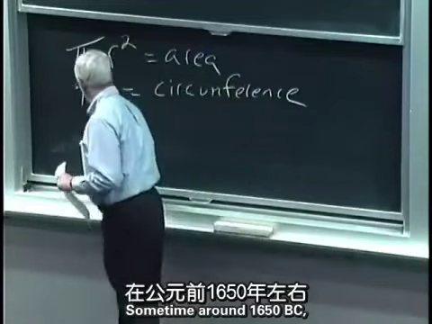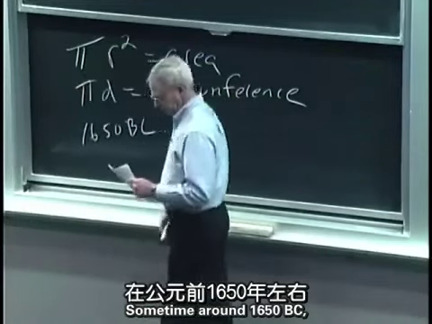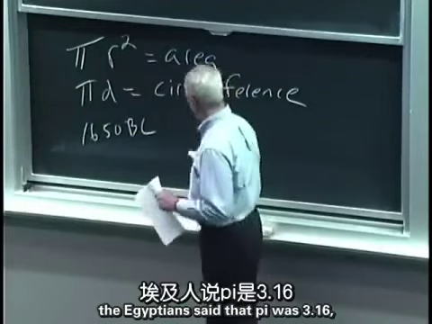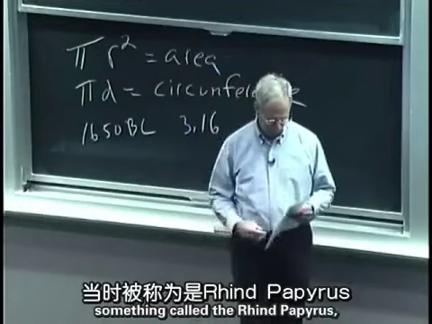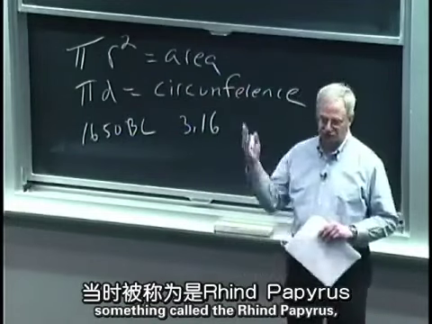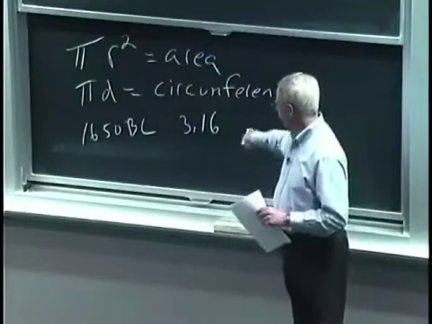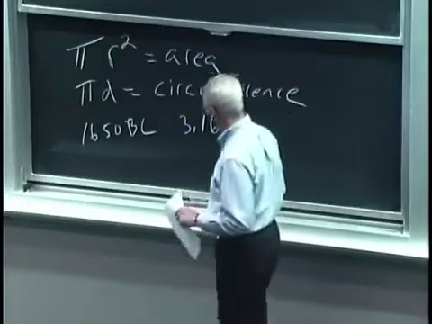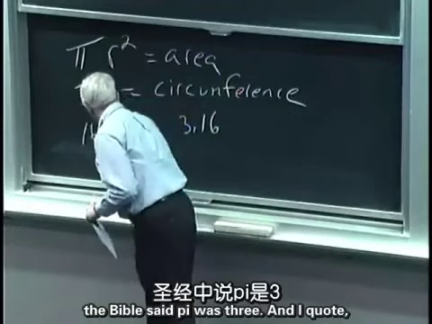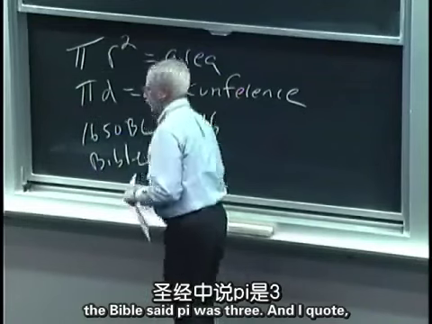Sometime around 1650 BC, the Egyptians said that pi was 3.16, something called the Rhind papyrus, something they found. Many years later, about 1,000 years later, the Bible said pi was 3.